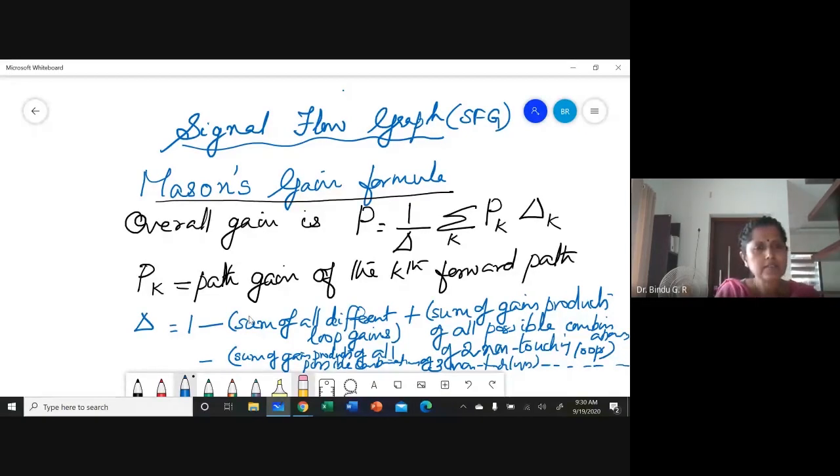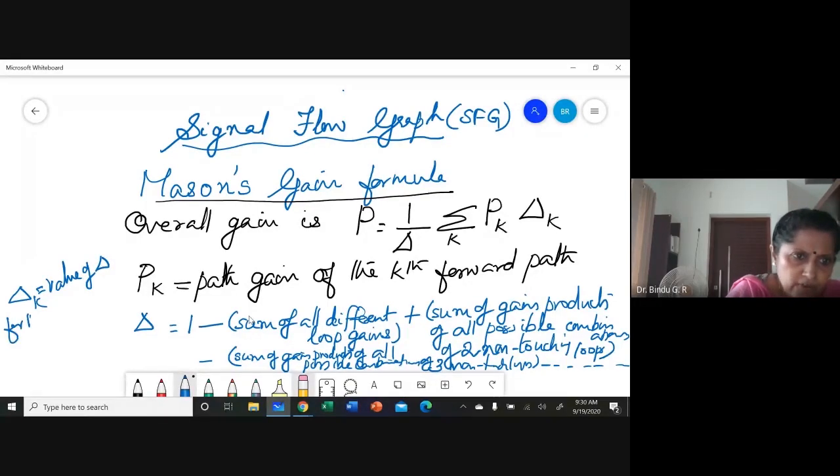Delta K is the value of delta for that part of the graph, of the signal flow graph, not touching the kth forward path.